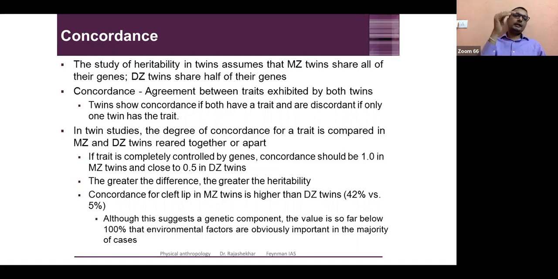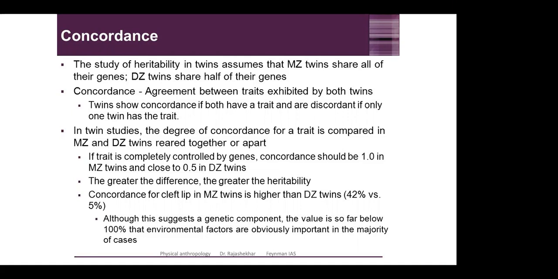In a study, you calculate how many monozygotic twins are in agreement and how many dizygotic twins are in agreement. Twins show concordance if both have the same trait, and the opposite of concordance is discordance, meaning one shows the trait and the other does not. One is intelligent, the other is not as intelligent as A1. A1 is highly intelligent, A2 is not. Then do you call them concordant or discordant? If A1 is more intelligent than A2, discordant, because they are showing a difference in their feature.